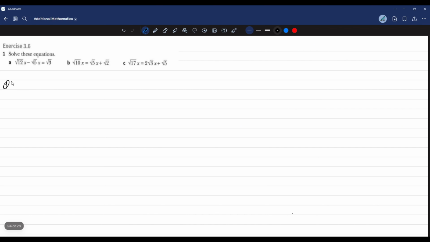For question number one, part A, we have under root of 12x minus under root 5x is equal to under root of 3. The only thing I can see is x as the common factor: x times (under root 12 minus under root 5) is equal to under root of 3. If I bring this to the other side, it divides here, so x is equal to under root 3 divided by under root 12 minus under root 5.